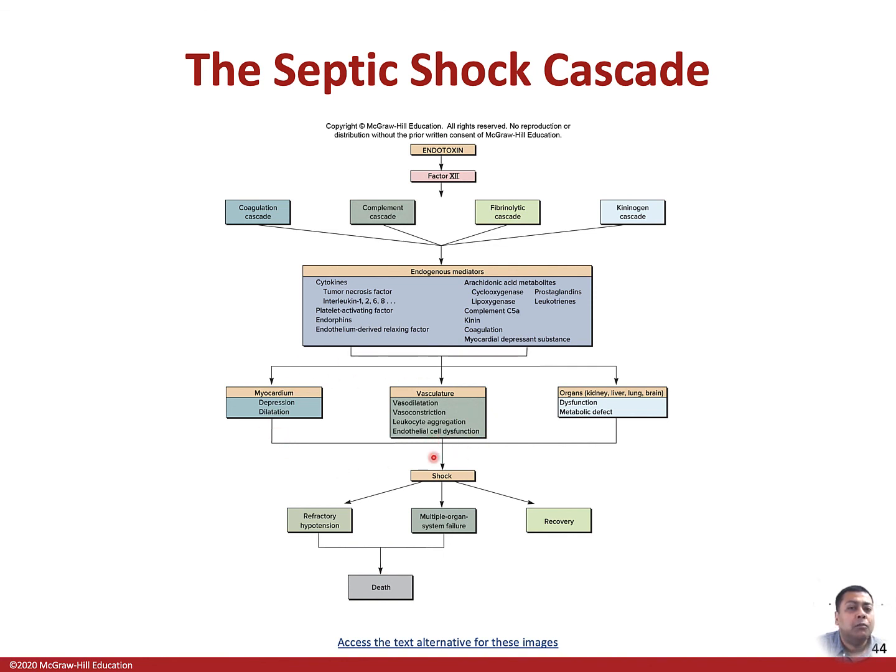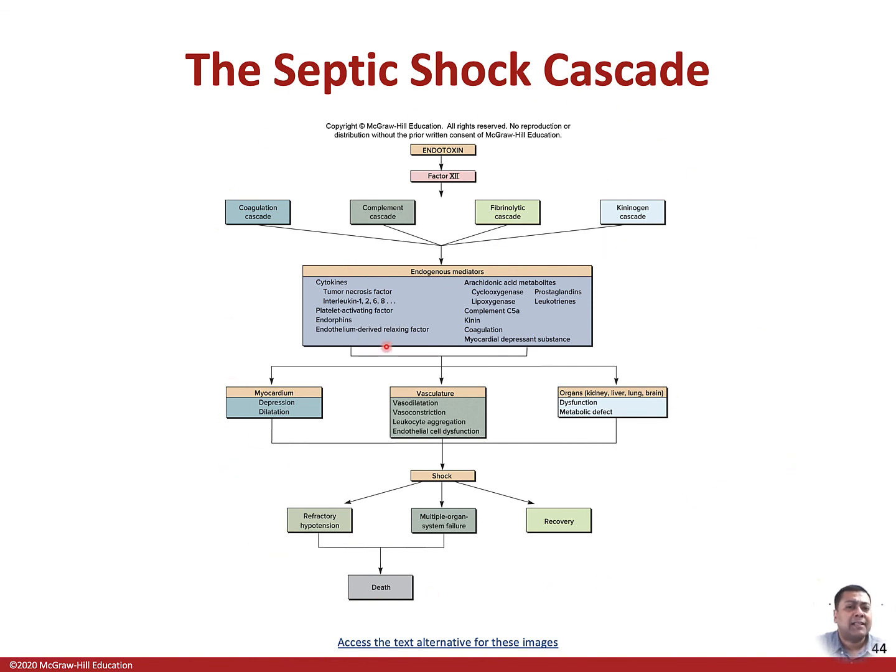All of these will lead into a shock, which is known as refractory hypotension. By refractory hypotension we mean that you have a normal blood volume, but due to this vasculature modification and myocardial depression or dilation, that blood volume is not being circulated, and this leads to the shock. Also, multiple organ failure due to these inflammatory agents that are working, and that can lead to death as well. Luckily, some patients can recover. So these are some of the things in the overall septic shock cascade.